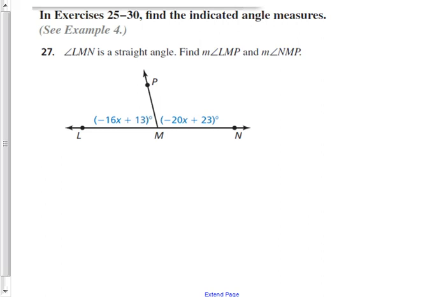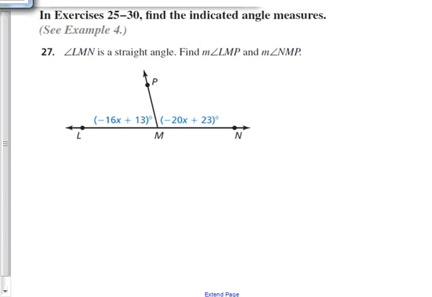So for number 27, it's asking me to find the indicated angle measures. It tells me that LMN is a straight angle. It wants me to find the measure of angle LMP and the measure of angle NMP. It gives me some expressions to represent those angles, but what I'm going to have to do first is solve for x and then plug that value back in and get the actual angle measures.